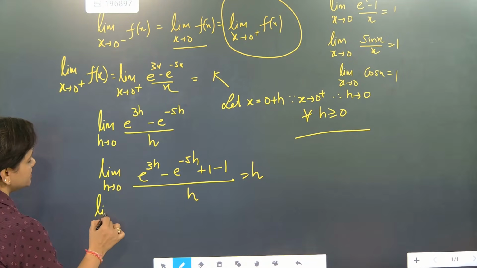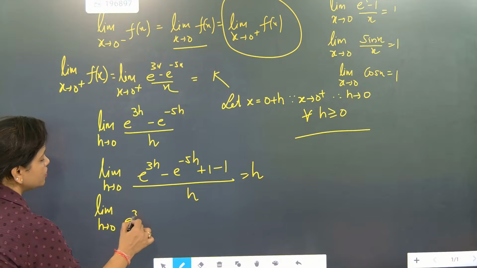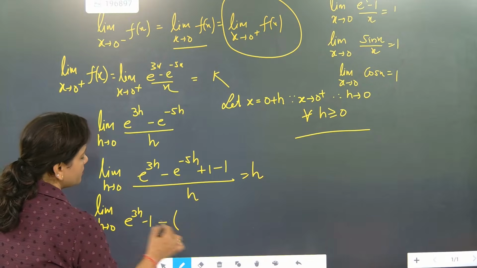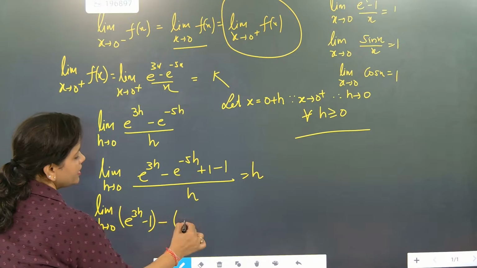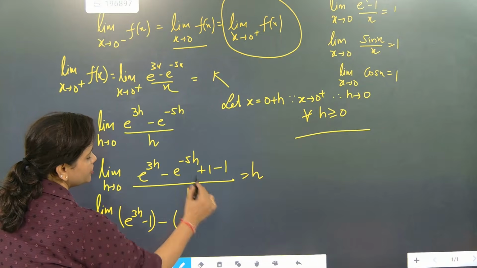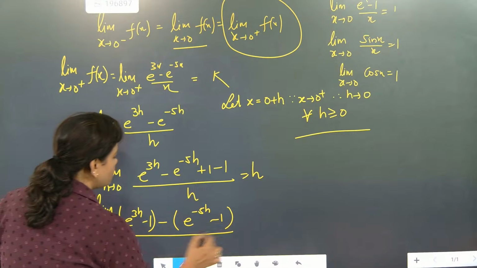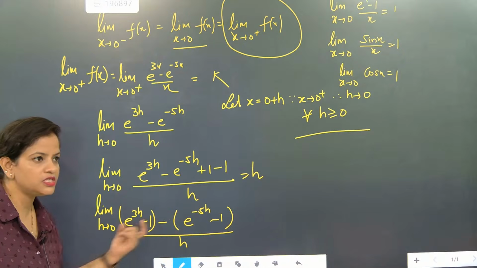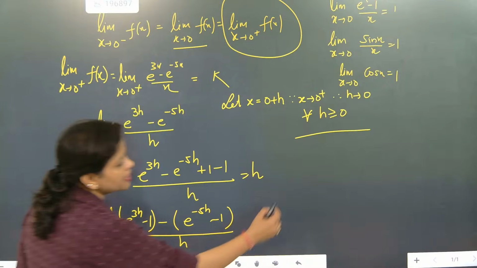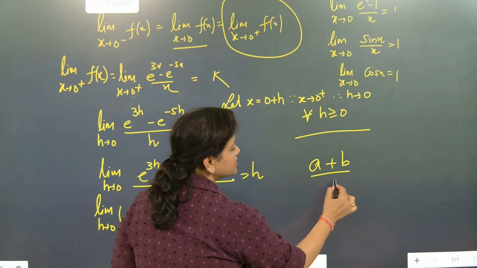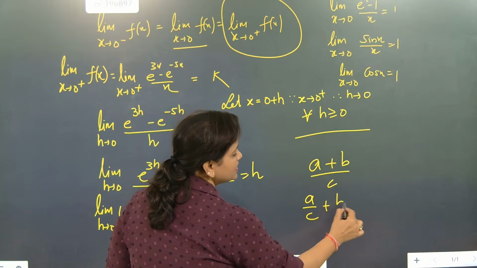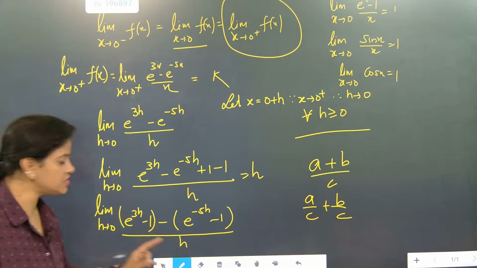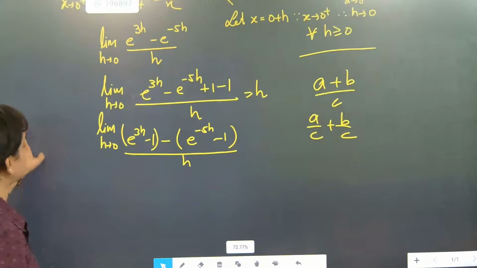You can write here as limit h tends to 0, e to the power 3h minus 1. Take minus common from the plus side. It will become this one side over, and then e to the power minus 5h minus 1, divided by h. Done? So now we can separate it out. See, here is the main logic. When you are writing (a plus b) by c, it means a by c plus b by c. Can we do like that? Can we separate it out? Please check carefully.